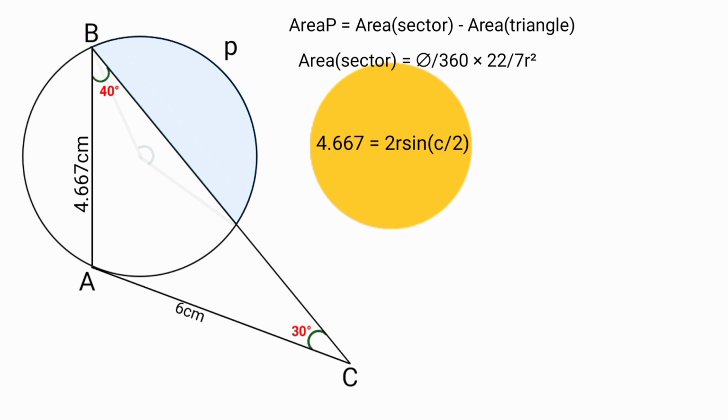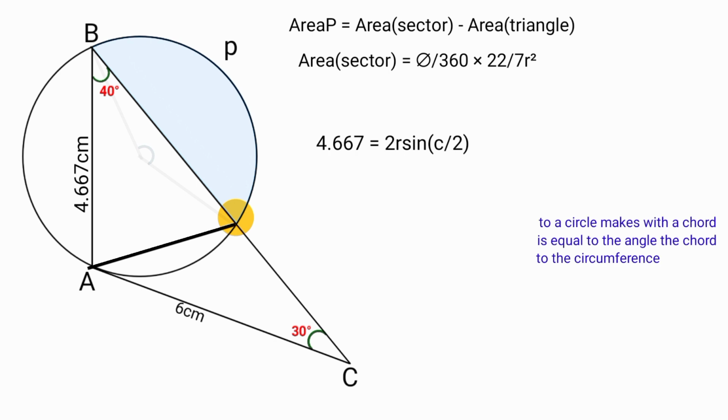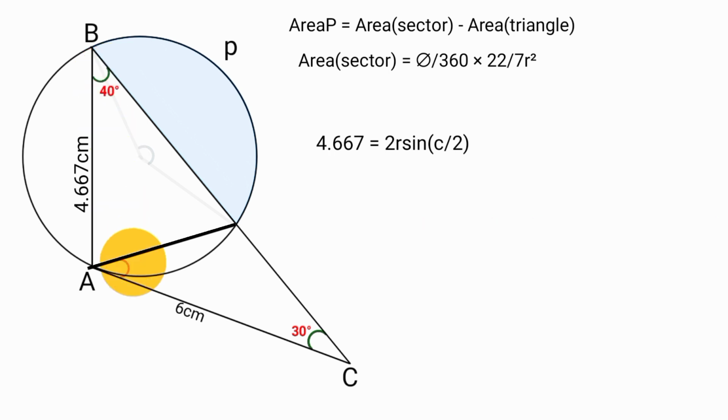To find r, we still have an unknown, which is angle C. So what is angle C? Recall, line AC is a tangent at this point. So if we draw out a chord from this point here to this point, in the circle theory, there is a rule that the angle formed by the tangent of a circle and its chord is equal to the angle the chord subtends to the circumference in the circle. So that means this angle here and this angle are equal, and hence this is also 40 degrees.